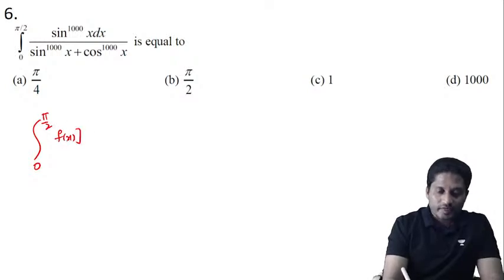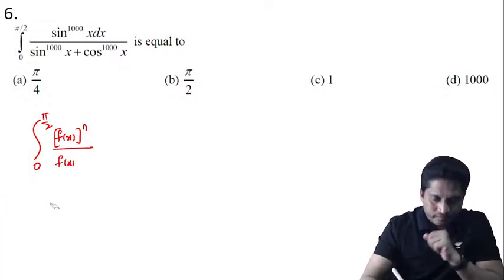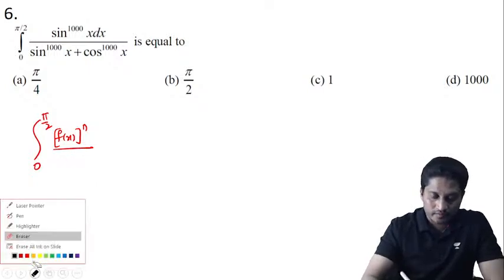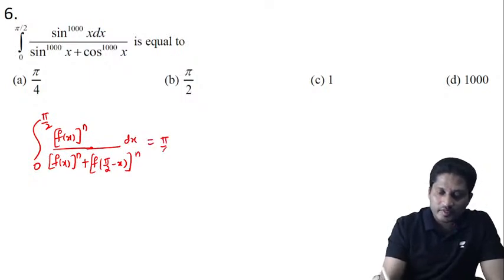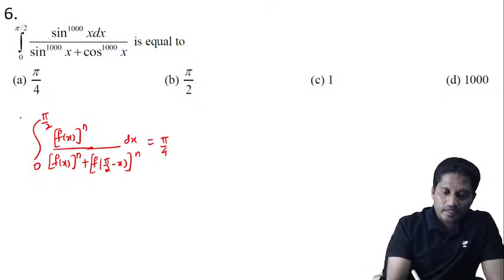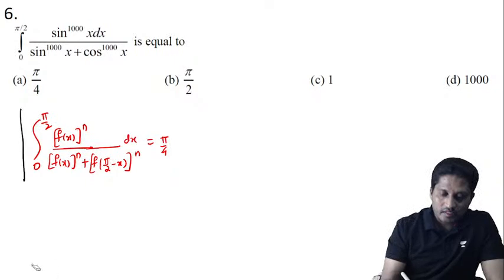The integrand is f of x to the power of n, divided by f of x to the power of n plus f of pi by 2 minus x whole to the power of n, and then this is dx. The answer is always equal to pi by 4. This will be the standard result. The answer will be equal to pi by 4.